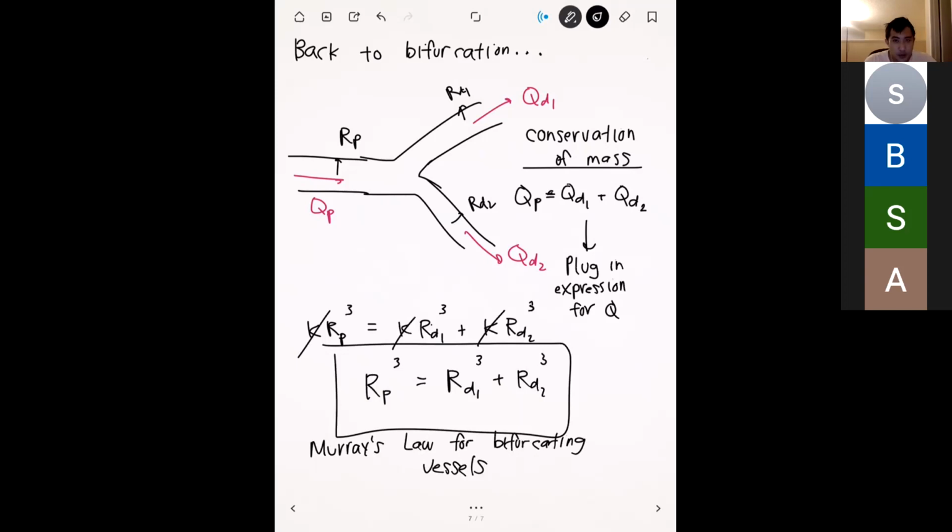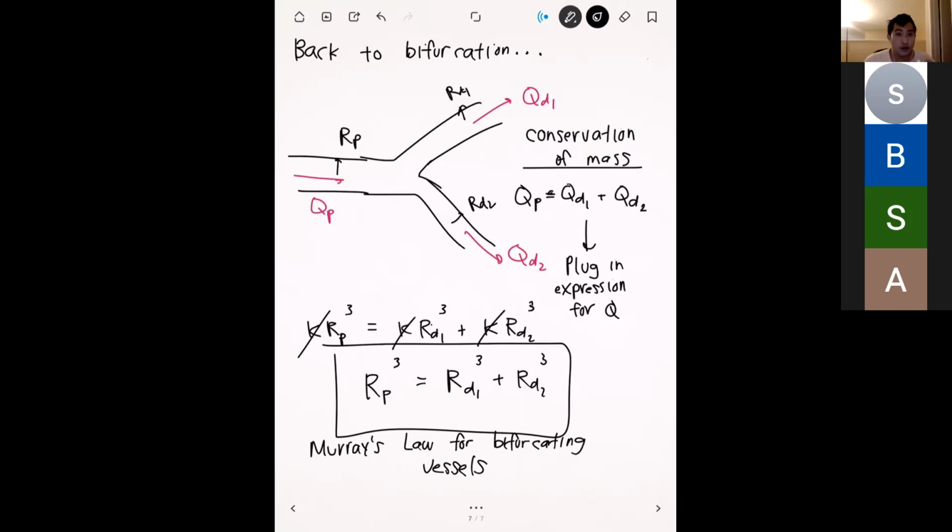So it's a deceptively simple result here, that took us a while to get. If you remember, the reason we have this relationship here is that this is the most optimal splitting relationship to minimize the amount of work that the heart has to do. If the radii are related like this, where you cube the parent radii and you also cube the daughter radii and add them together, if you follow this relationship, it's going to minimize the amount of work that the heart has to do. Okay.